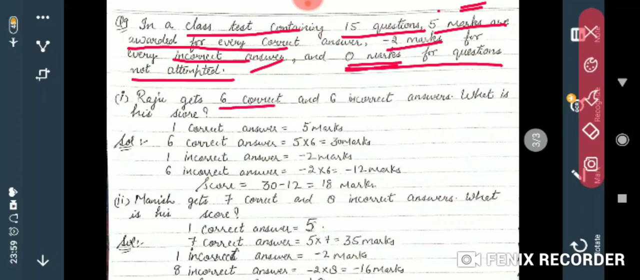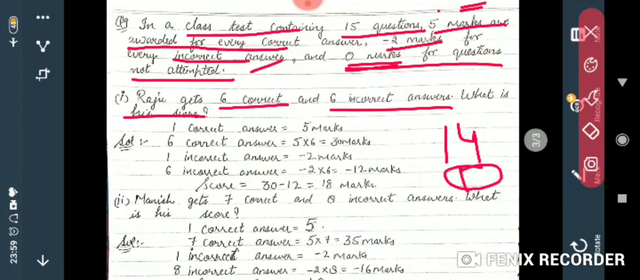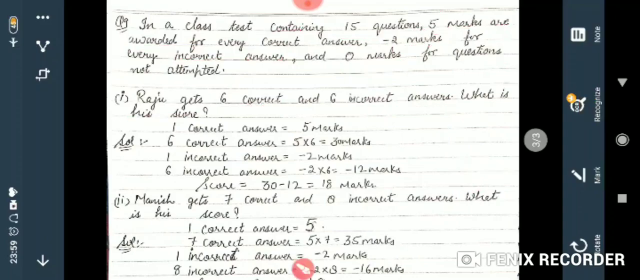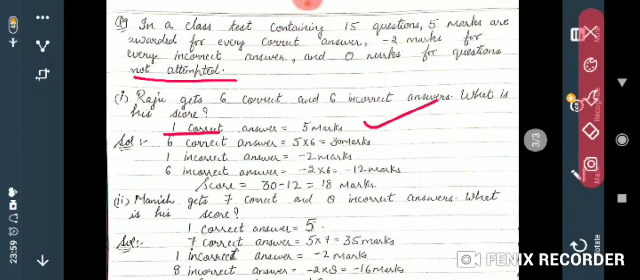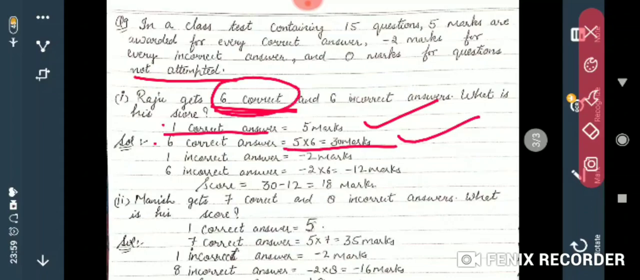Now Raju gets 6 correct and 6 incorrect answers. What is his score? Now total 12 questions he had attempted. One question he has not attempted. So no problem. Will not count because 0 marks were there for not attempting the question. Now just see, one correct answer, how many marks? 5 marks. So 6 correct answers, how much? For more than one you will find, then what you will do? 5 multiply 6, 30 marks. So total marks for 6 correct answers is 30 marks.